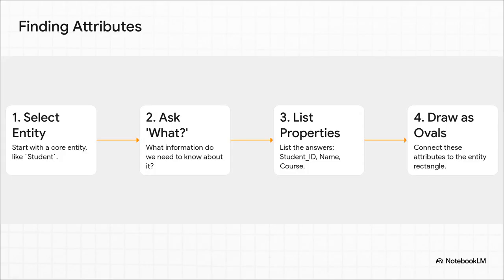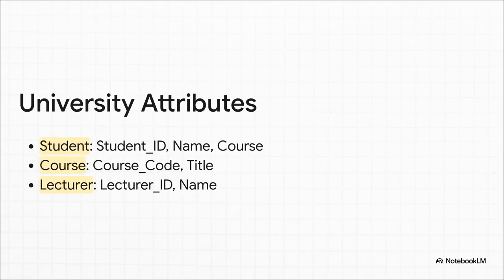So how do you find these attributes? It's actually pretty intuitive. You just pick an entity, like our student, and you ask yourself, what do we really need to know about a student? Well, we'll definitely need a unique student ID, their first and last name, and probably what course they're taking. On the blueprint, we just draw these as little ovals connected to the main entity rectangle. It's as simple as that. So if we do this for our whole university, we can see a student has an ID, a name, and a course. A course has a code and a title, and a lecturer has their own ID and a name. See how our blueprint is already starting to get a lot more detailed and way more useful?